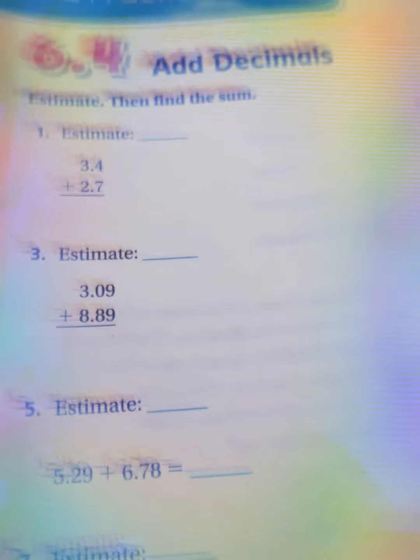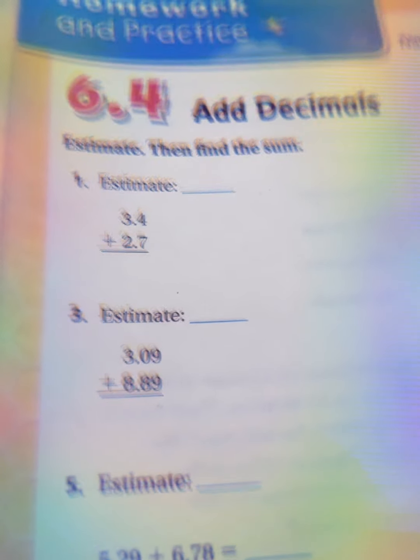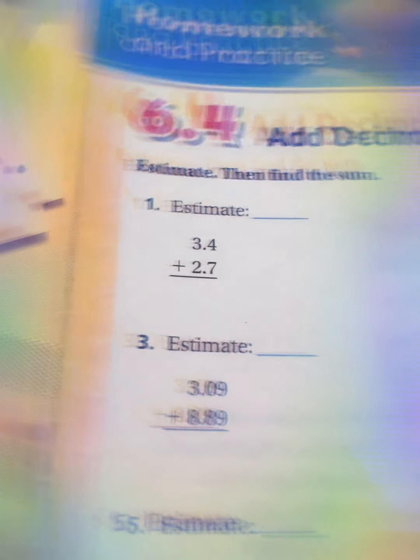So I'm going to go ahead and get on pages 207 and 208 of our Go Math book. And I am going to do just a regular addition problem, and I'm going to do one word problem. Okay, boys and girls, I am going to do number one. And the first thing it says to do is to estimate.